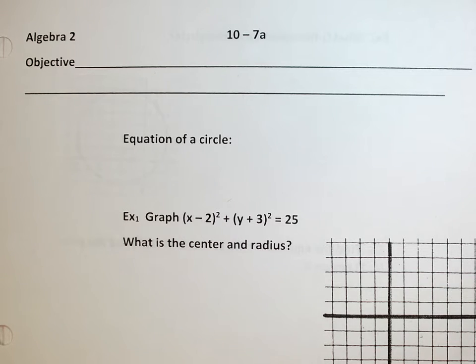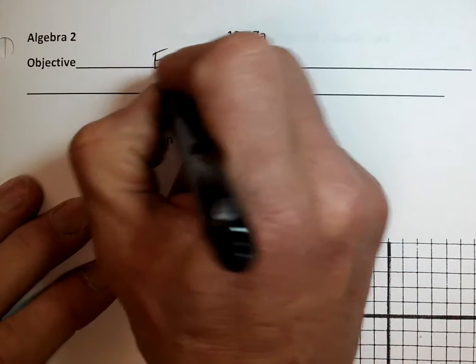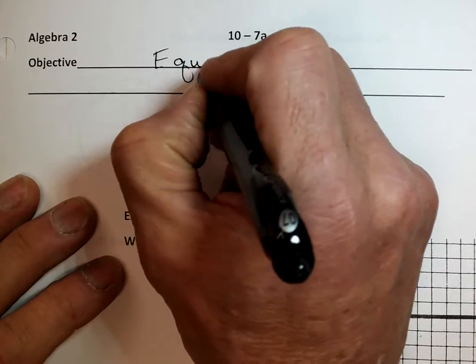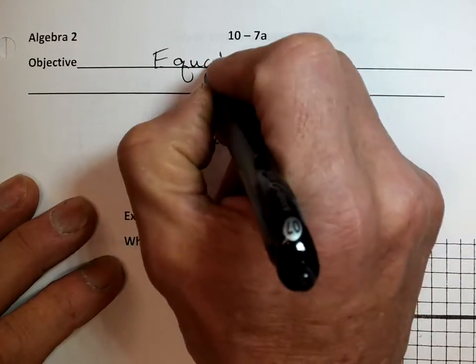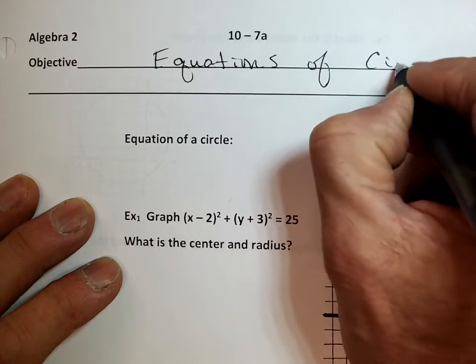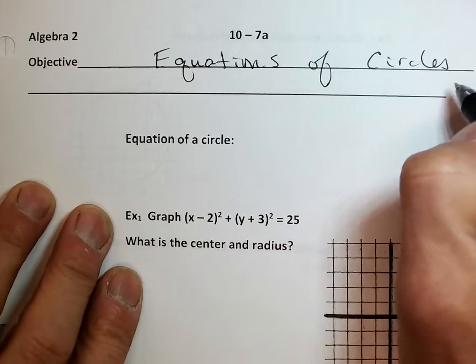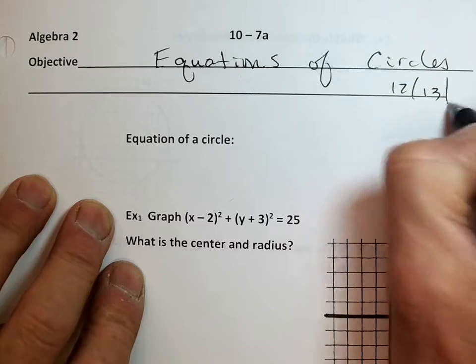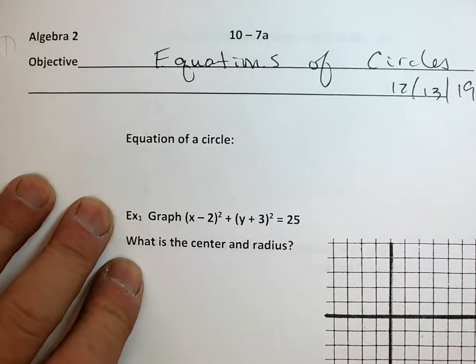Okay, so today we're taking a look at equations of circles. 12, 13, 19. All right, so the equation of a circle.